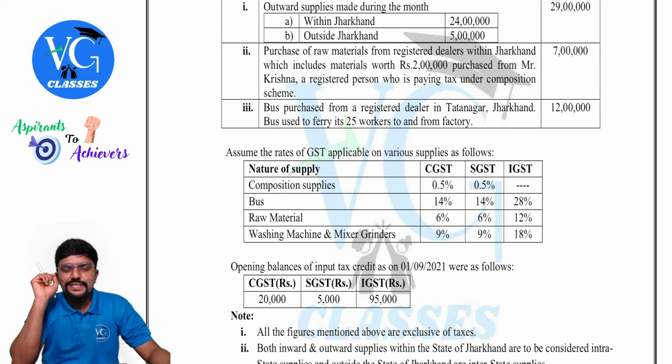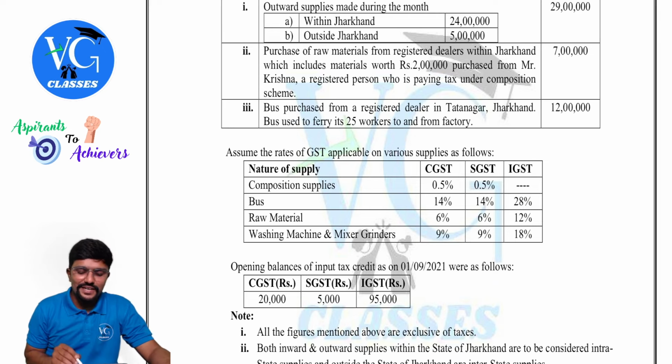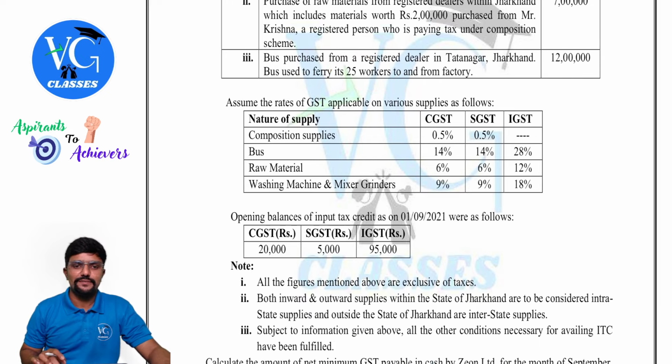Bus purchased from a registered dealer in Tata Nagar, Jharkhand. Bus used to ferry its 25 workers, seating capacity more than 13. For bus, obviously it is understood more than 13, but here they have clearly given. To and from a factory. Guys, is credit available? Yes, credit is available.